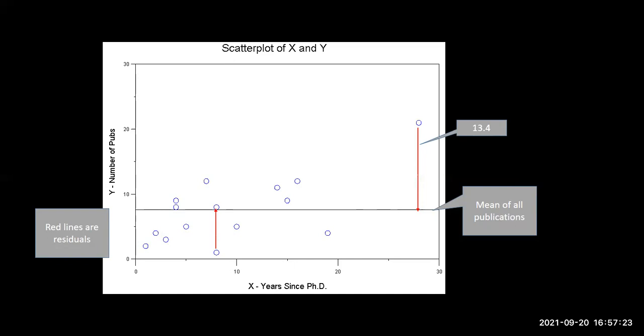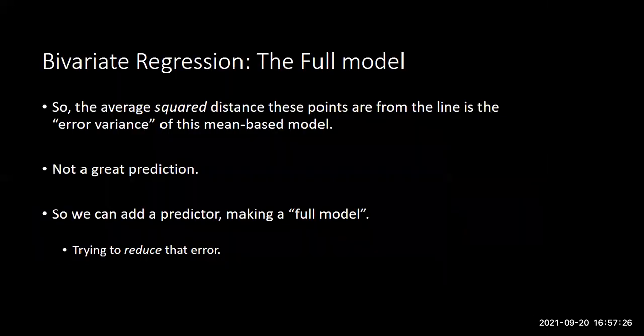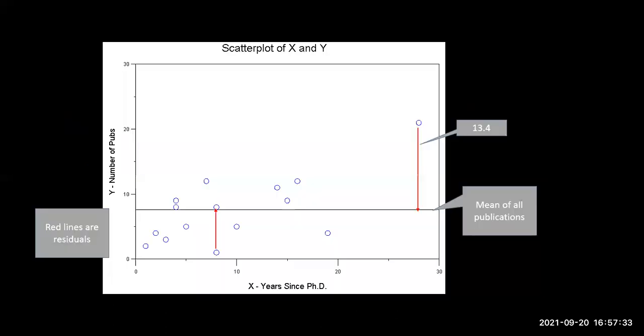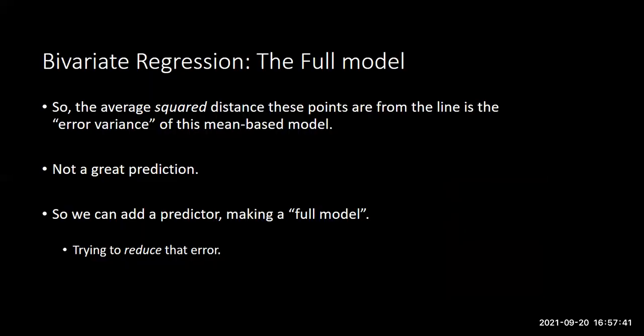And so the average squared distance that these points are from the line is the error variance in my model. You could see that this is not a very good prediction. Lots of very big distances away from this line. Does not fit the model very well. So the model does not fit the data very well, excuse me. So now, we're going to add in a predictor. Once we've added in a predictor, we'll call that a full model because now there's stuff in it, predicting it. And the goal of adding in predictors is to reduce the error in the model.